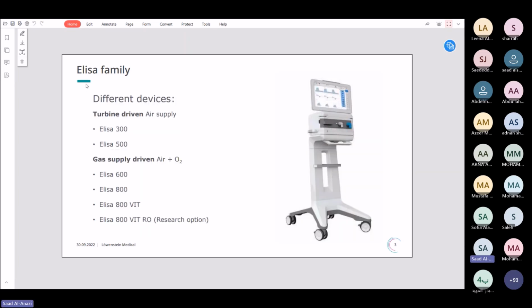So as you see in this slide, ELISA family, different devices. For the ELISA 300 and 500, the feature is only air turbine. Air turbine is the basic, can be used in the ward, ER, and also can be used in the general ward. For the air and oxygen, we can use the ELISA 600 and 800, which are focused on ICU ventilators.